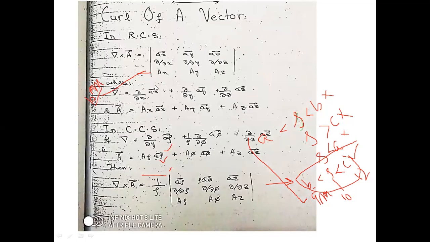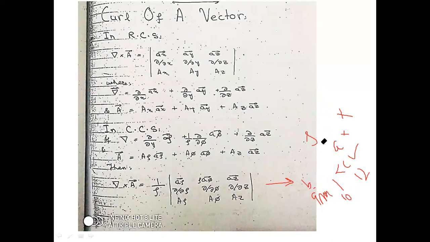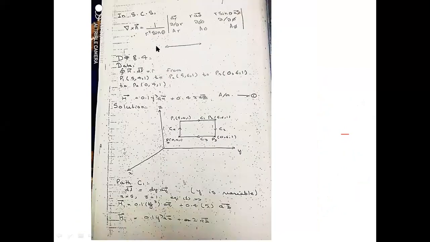Now curl, we have already discussed it in the midterm course. Curl is actually the cross product of the divergence operator and a vector. So now this is the case of the cross product. This is the relation for the curl of a vector in the rectangular coordinate system, this is the relation for the curl of a vector in the cylindrical coordinate system, and this is the equation for the curl of a vector in the spherical coordinate system.